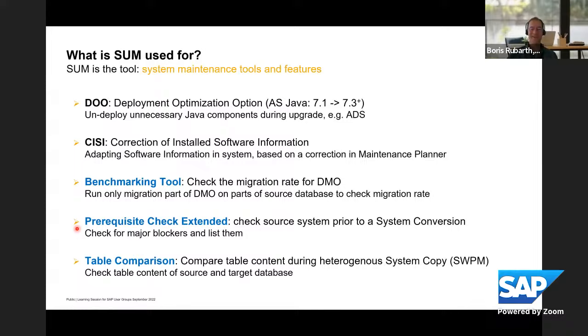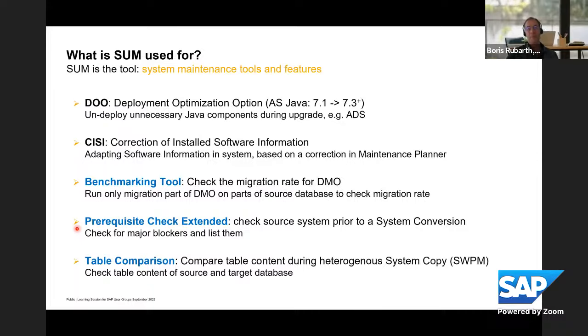Last point on the slide is table comparison. So that is a rather exotic scenario. The database migration option of the software update manager anyhow offers you to switch on table comparison to see if there are no unexpected changes. But the tool can even be used for a scenario where another tool is used, software provisioning manager. And so you can use the software update manager scenario table comparison to validate tables for the case that you use the heterogeneous system copy of the software provisioning manager.